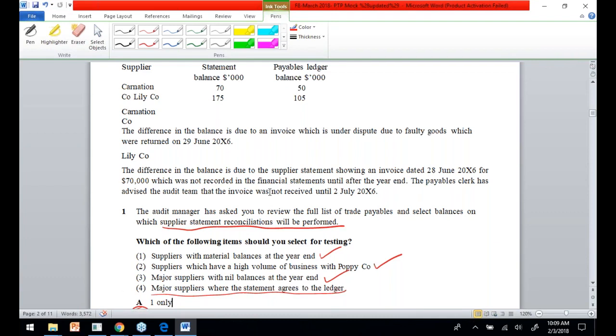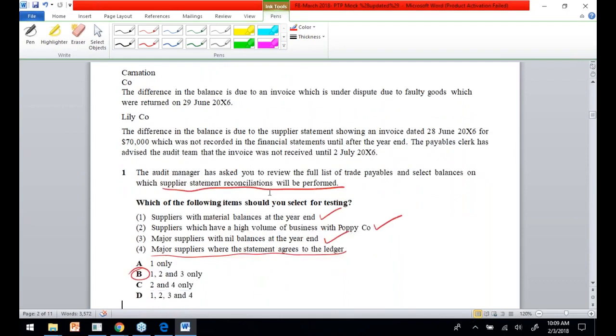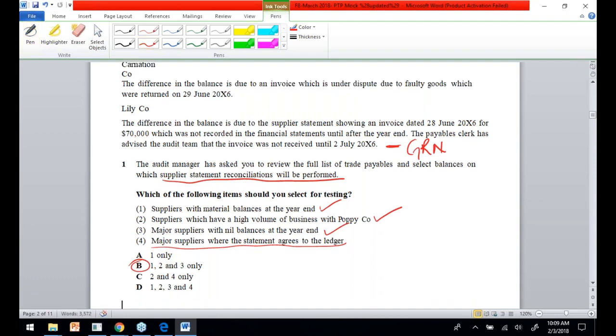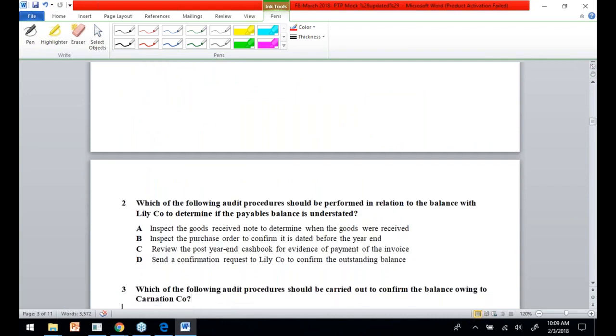Now we know that the purchase entry should have been booked when risks and rewards would have been transferred. And you know that risks and rewards are transferred on the date that GRN is prepared or on the date when goods are received by the company. If you look at the options given, the first is inspect the goods received note to determine when the goods were received, because that is when the entry should have been booked. So that's the date of the entry. The correct answer was A.